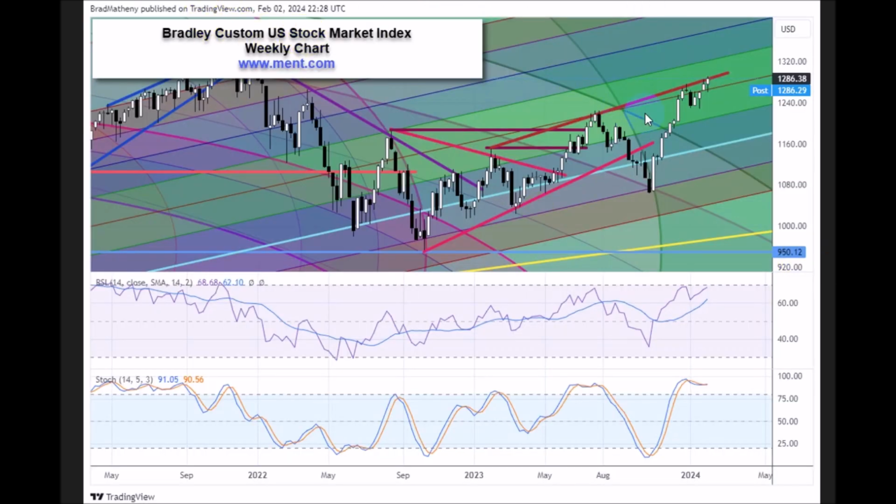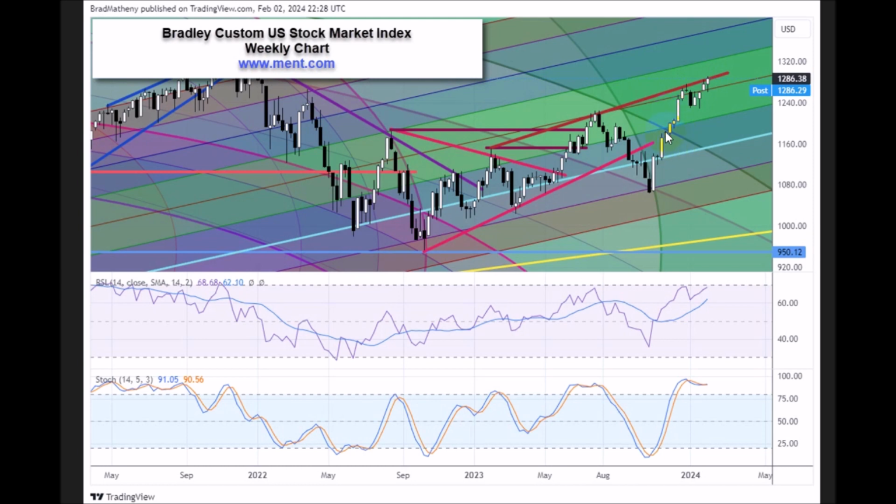Custom U.S. stock market index is rallying back up near this double tap, triple top, double tap again. So I do, again, expect some resistance at this level. And again, I wouldn't urge you to try to pick shorts or pick tops right now. This is not the way to do it. We're in a rally to an ultimate peak.